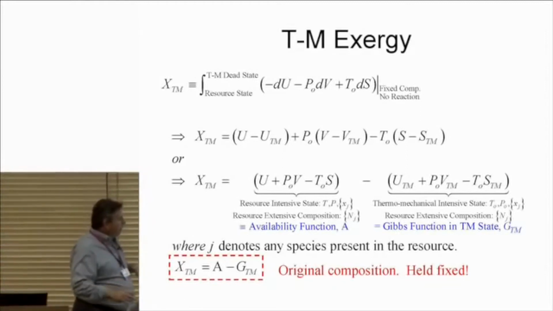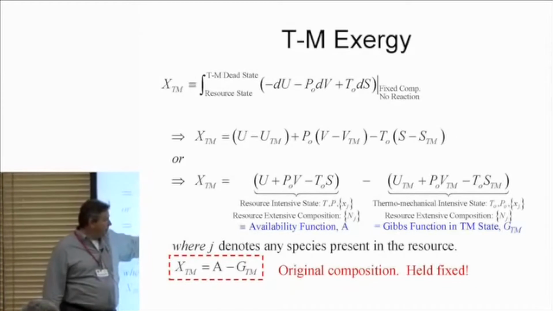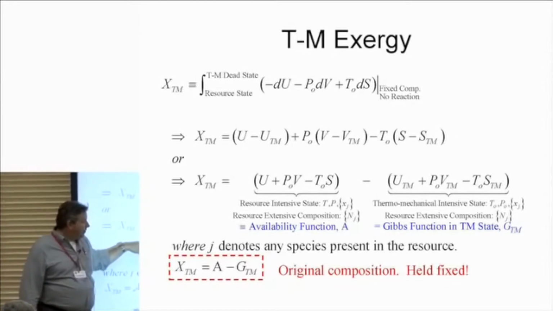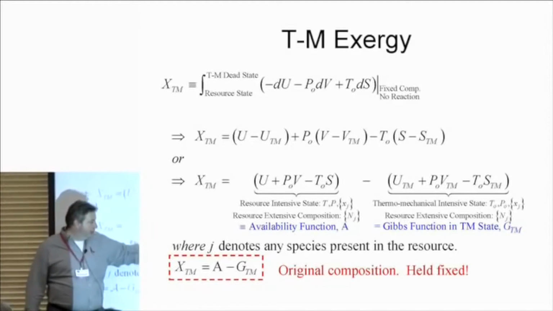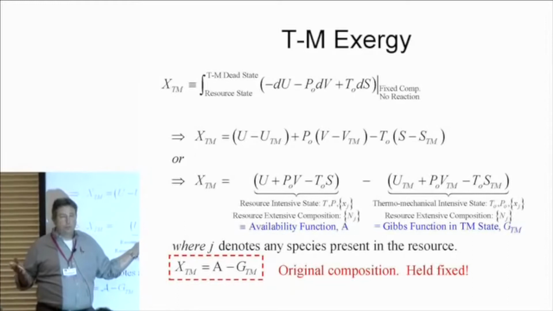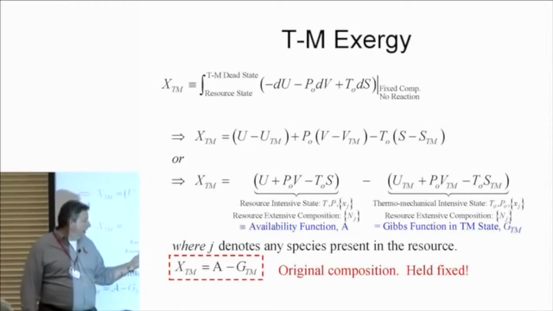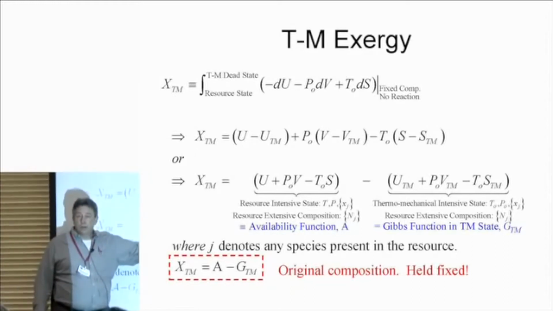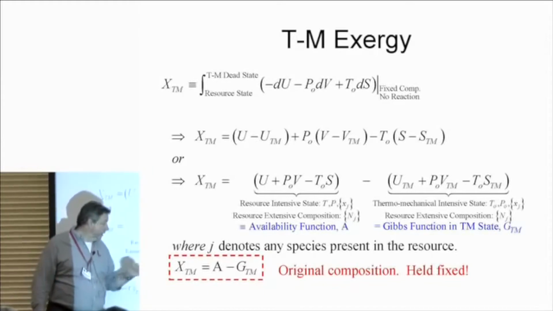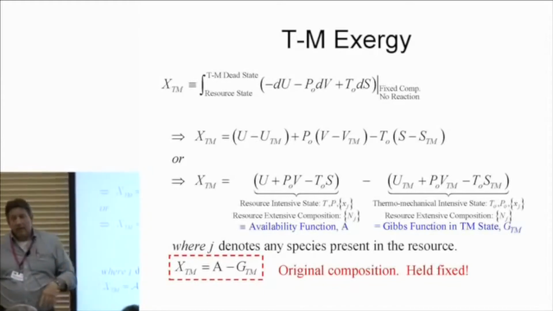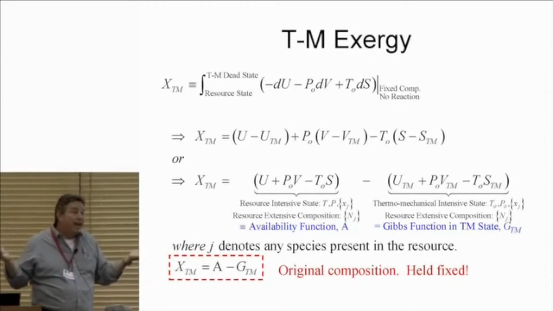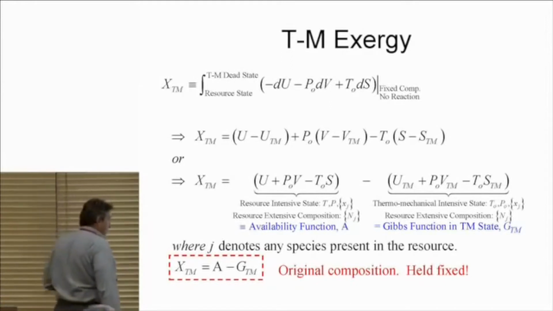If I rearrange that, I can rearrange that into U plus P naught V minus T naught S, which is evaluated at the resource intensive state, the temperature and pressure and mole fraction set of the original resource, whatever it is. The extensive composition is the original set of mole numbers. This is extensive. These are big U's and big S's and big V's over here. And this is called the control mass availability function. That's the MIT designation for it, or A, is often used.